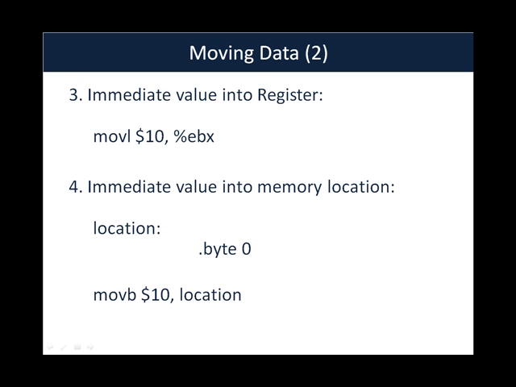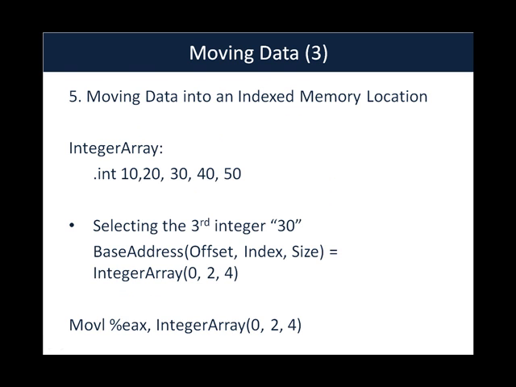In the fourth variation, we have moving an immediate value into a memory location. Now let's say we have a location which is a byte containing value 0, and you want to transfer the value 10 into this byte. How would you do that? You would use the movb instruction, because all you want is a byte to be overwritten, and then you mention the value 10 and then the location where it needs to be copied.